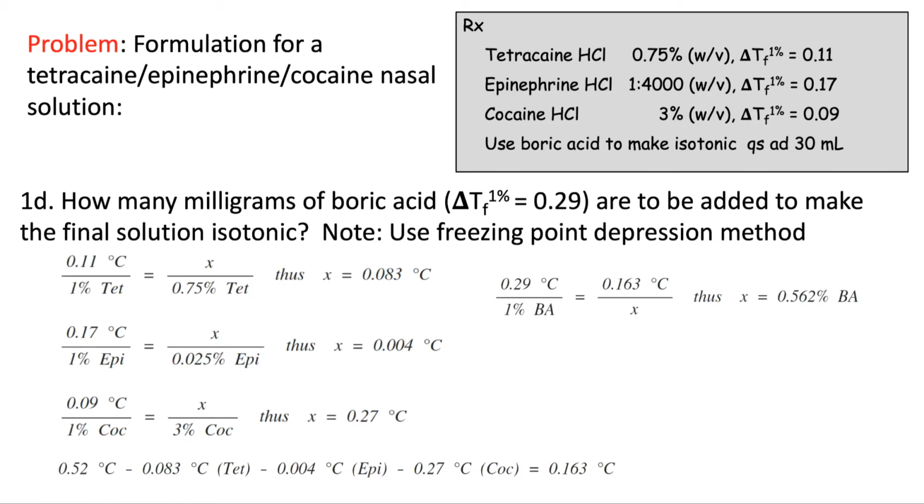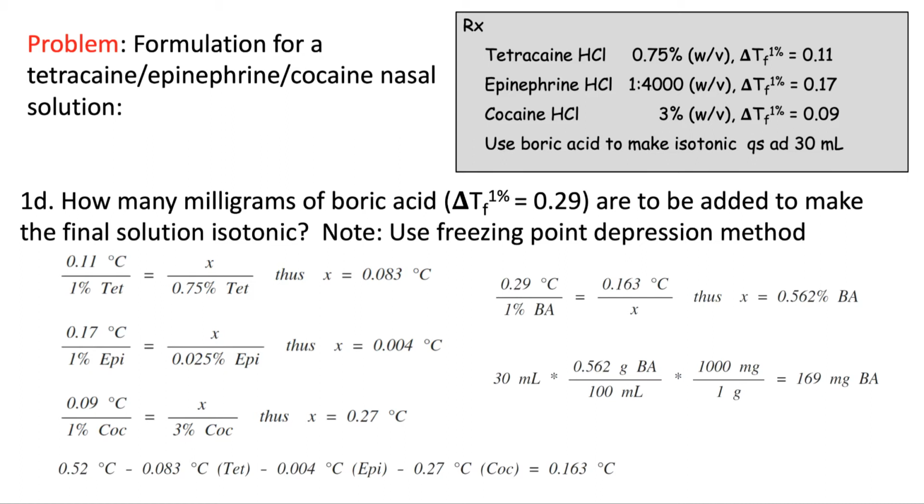So we're almost done, but the final answer wants to be in milligrams of boric acid. So all we need to do now is take our total volume that we're going to compound, which is 30 milliliters, and multiply it by the concentration we just solved for, which was 0.562%, which means 0.562 grams of boric acid for every 100 milliliters. We multiply by that, and milliliters will cancel and will be in grams. And lastly, convert grams to milligrams by multiplying by 1,000 milligrams per gram. Grams cancel, and our final answer would be 169 milligrams of boric acid.